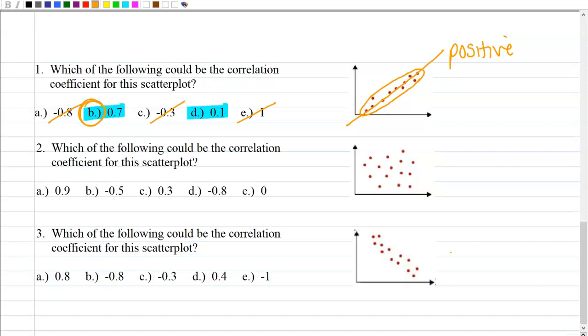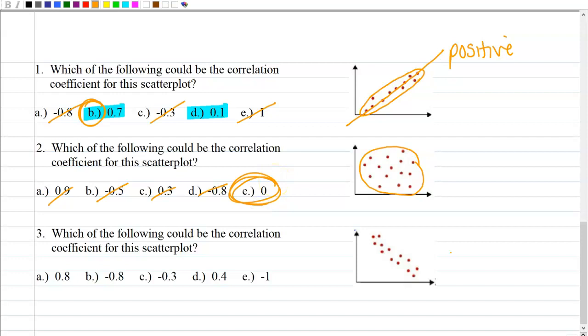In number 2, let's go ahead and circle our points. Okay, when we circle our points, you can see right away that it's really challenging to see an upward or downward trend. In this example, I'm going to cross off all the values that would imply a positive or negative trend, and I'm going to choose 0 as the correct answer.